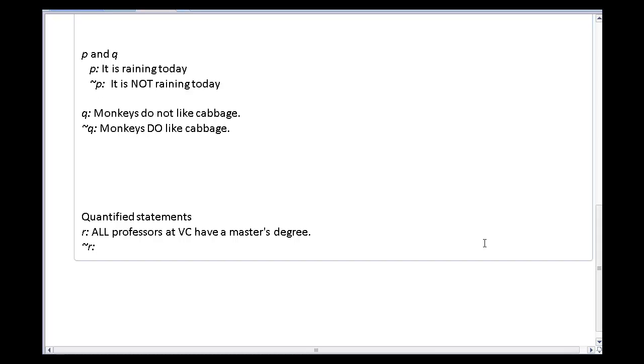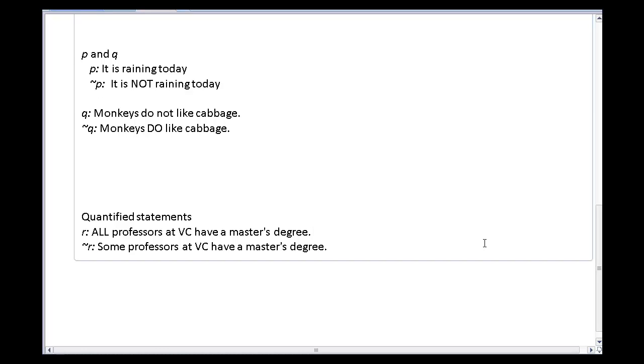So on page 107 in your book, they've got a table of some ways of expressing things that are quantified statements or not. And they also have on page 108 a series of negations. So the negation for all professors at VC have a master's degree is that some professors at VC have a master's degree. The way you can think about this is, remember, if you take a statement that's true and negate it, the negation has to be false.